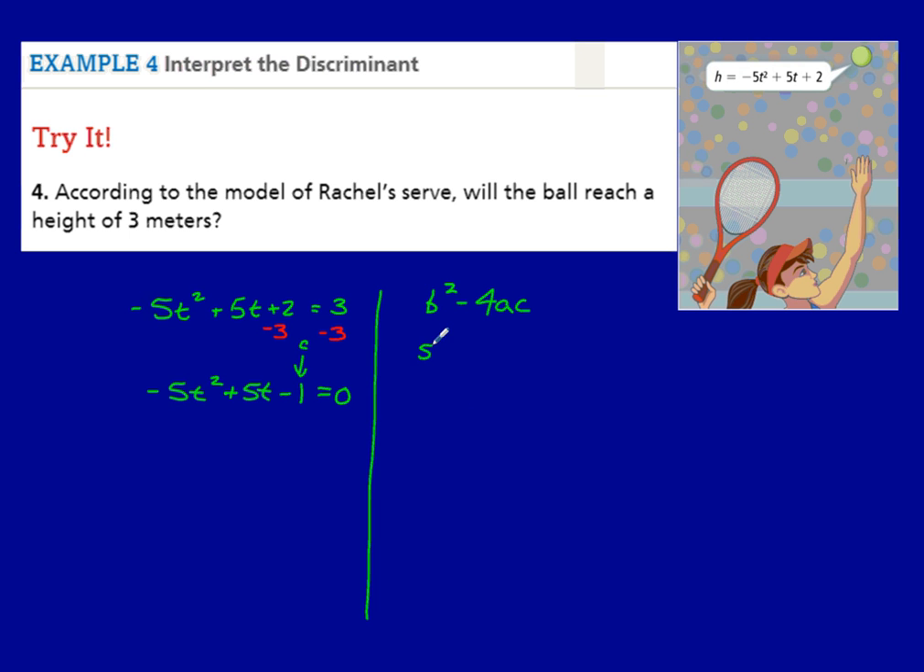But here this is going to be 5 squared minus 4 times negative 5 times negative 1. That's 25 minus, that's going to be positive 20. You can type that into your calculator. 4 times negative 5 times negative 1 is positive 20. So this is going to be 5. So yes, it will reach it.